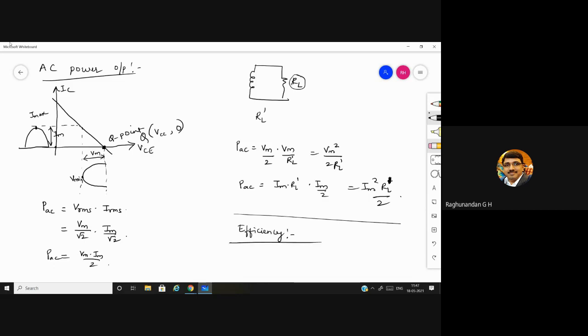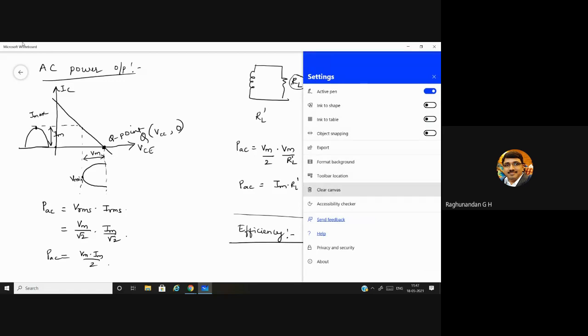So after finding out PAC and PDC, next we need to go for efficiency. We need to find the efficiency, the maximum efficiency, and later on derive an equation for power dissipation, the maximum power dissipation. After that we'll be going for complementary symmetry. So we'll stop it here, and we'll continue in the afternoon class.